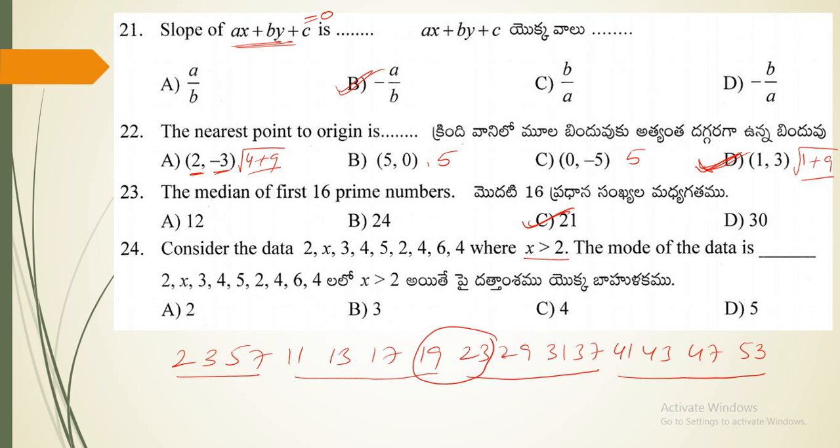Next, consider the data, where x is greater than 2, the mode of the data is. If you observe, how many 4s are there? There are 3 4s. And what has he given? Where x is greater than 2. That means x cannot be 2. How many 2s are there? There are only 2 2s. Right? Then from this what can I say? The mode of the data is, already 3 4s are given, so clearly 4 is the mode of the data.